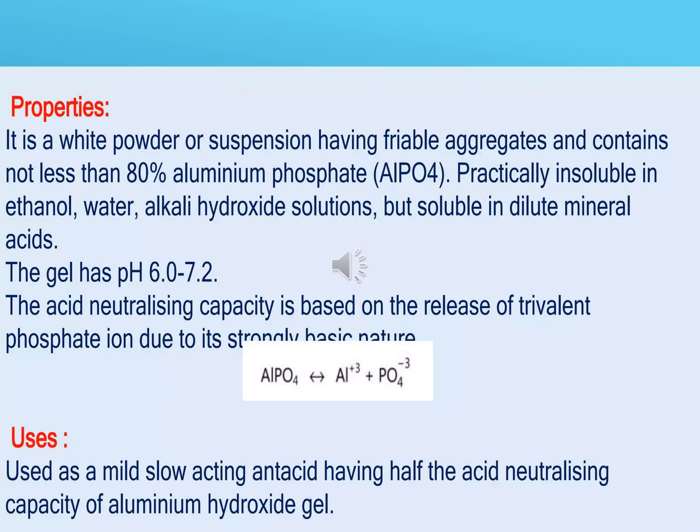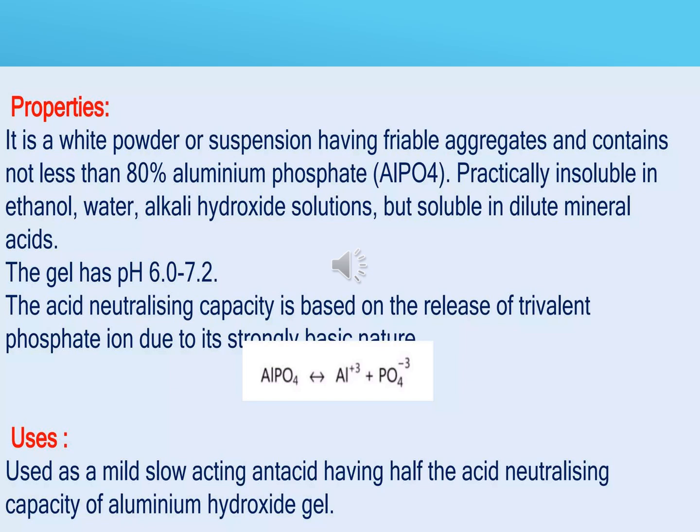Properties. It is a white powder or suspension having friable aggregates and contains not less than 80% aluminium phosphate. Practically insoluble in ethanol, water, alkali hydroxide solution, but soluble in dilute mineral acids. The gel has a pH of 6 to 7.2. The acid neutralizing capacity is based on the release of trivalent phosphate ion due to the strongly basic nature.